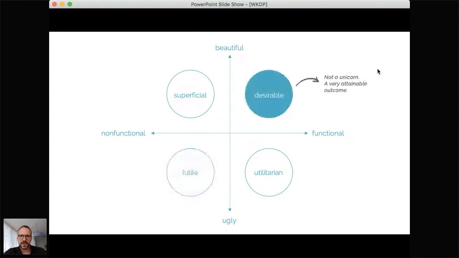And then, of course, there's also one quadrant that's not mentioned frequently, right? Because again, it doesn't fall into this simplistic spectrum of form and function, which is the desirable, right? And this quadrant is not a unicorn. It is, in fact, a very attainable outcome. Take Apple products, for example. They fall into this quadrant pretty well, right? They are both functional and beautiful at the same time. So it's not a unicorn. It's not an impossible outcome altogether.